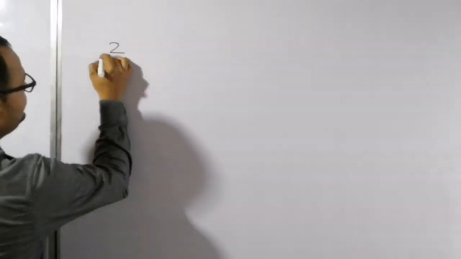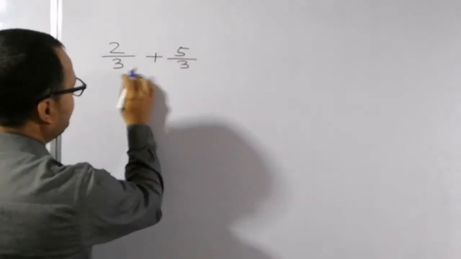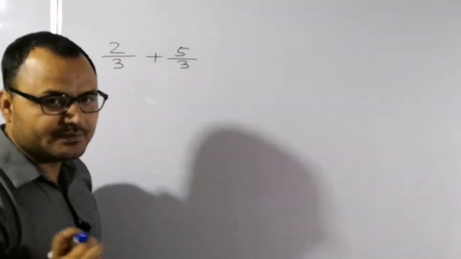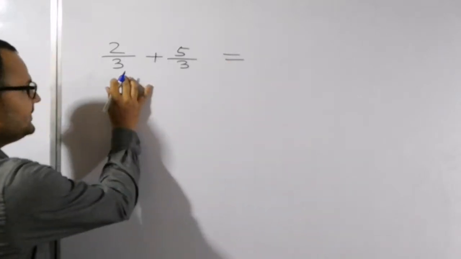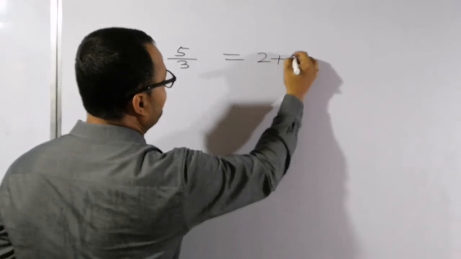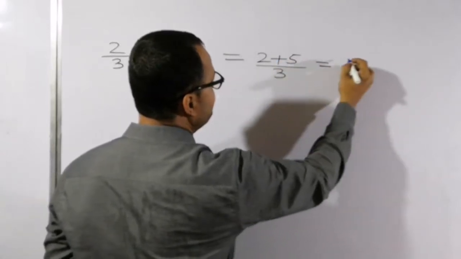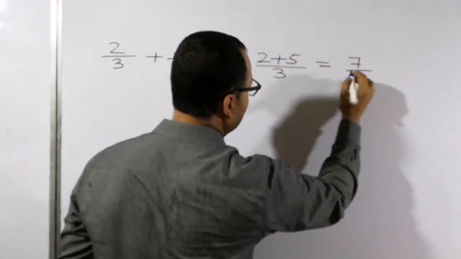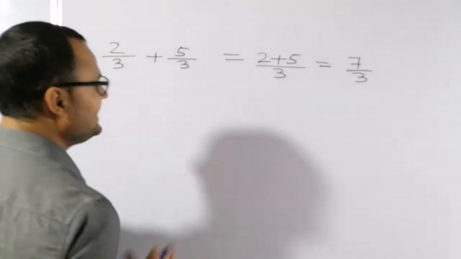So first we will add like fractions. Like fractions means, if we have to add 2 by 3 plus 5 by 3, these are like when the denominator is the same. That is a like fraction, so it's very easy. What we do, simply we add the numerators. It means 2 plus 5, and the denominator is going to be 3 only. So we get 2 plus 5, we get 7 by 3. If we have 2, 3, 4, 5 fractions, all are like, we do the same method.